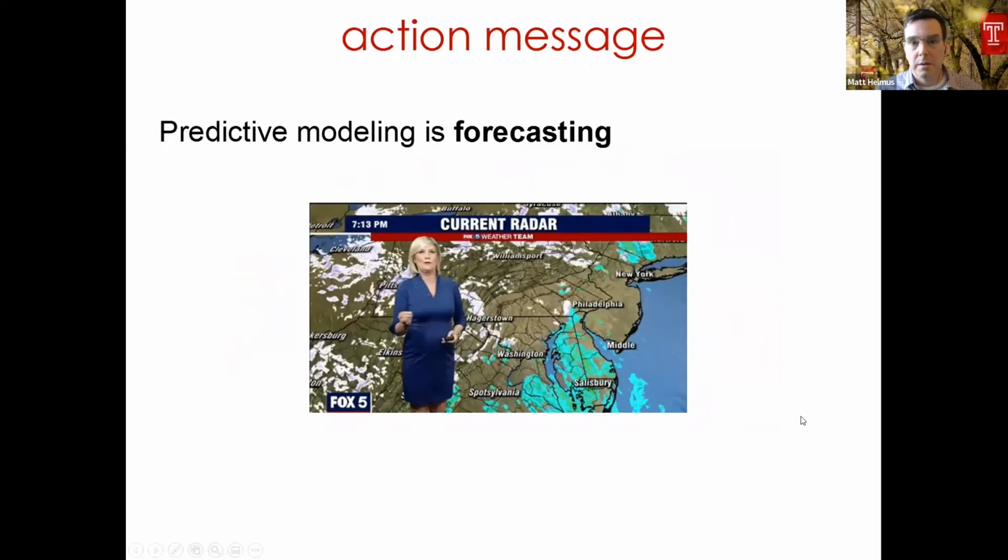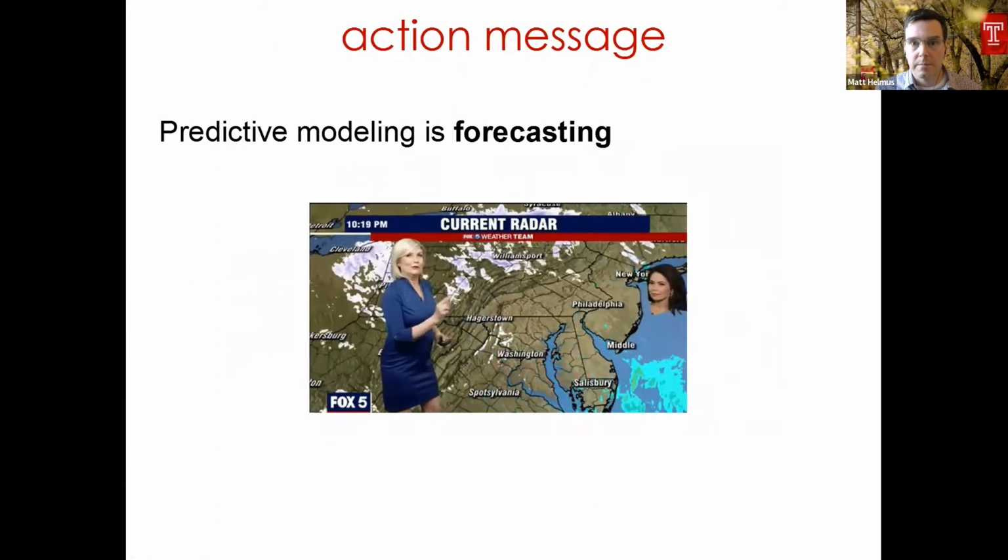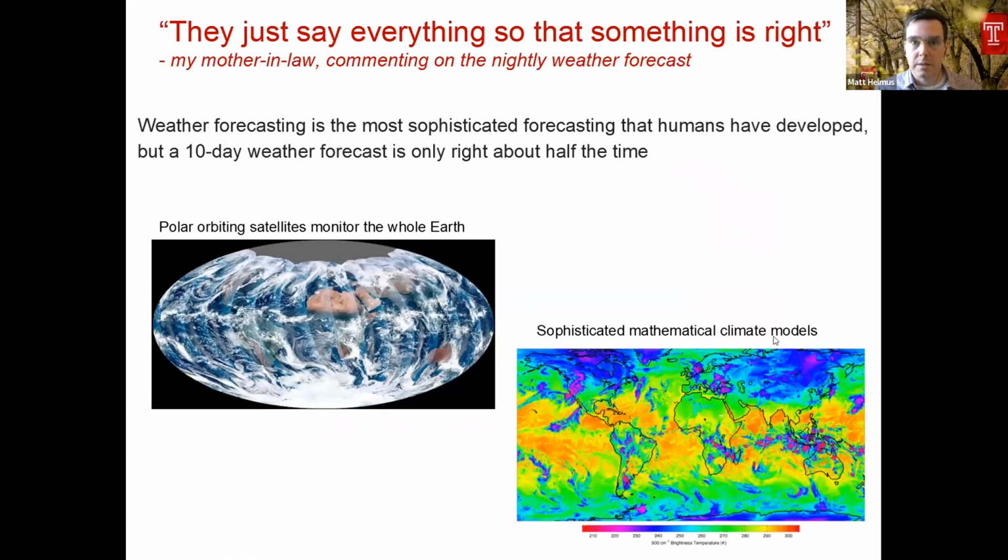Predictive modeling, like I said, is forecasting. If we think about forecasting, my mother-in-law does not like the nightly weather forecast because they say just about everything so that something is right. I joke, but weather forecasting is the most sophisticated forecasting that humans have developed. But a 10-day weather forecast is only right about half the time. And we have satellites that are monitoring the entire Earth. We have sophisticated mathematical climate models. And so why is that?